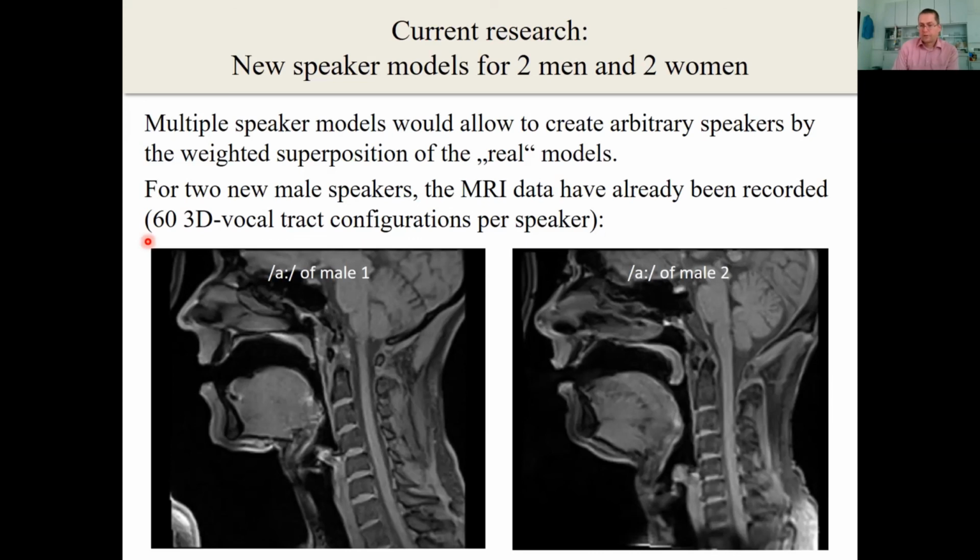And then when we have 5 of them in total, we can really produce a whole variety of speaker characteristics by the weighted superposition of these 5 different models. And this will give us a big variety of speakers, so we can generate a whole population, if you want, with different weighting factors. Okay, that's it.